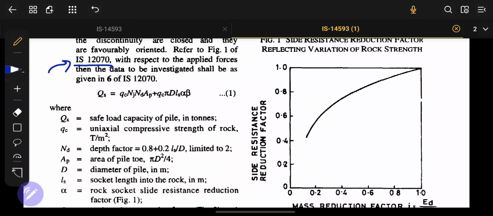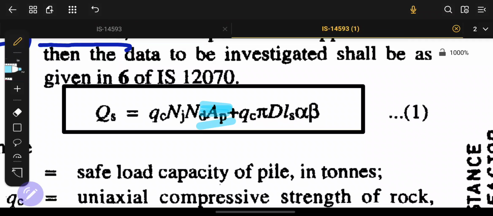Meanwhile, let's come to the capacity, how to evaluate this. This is the formula given. In this formula, there are two terms, first term and second term. In the first term you observe AP, and this is pi D LS. AP is the base area, and pi D LS is the skin area, the cylindrical surface area. Both of them are getting multiplied by what? QC.